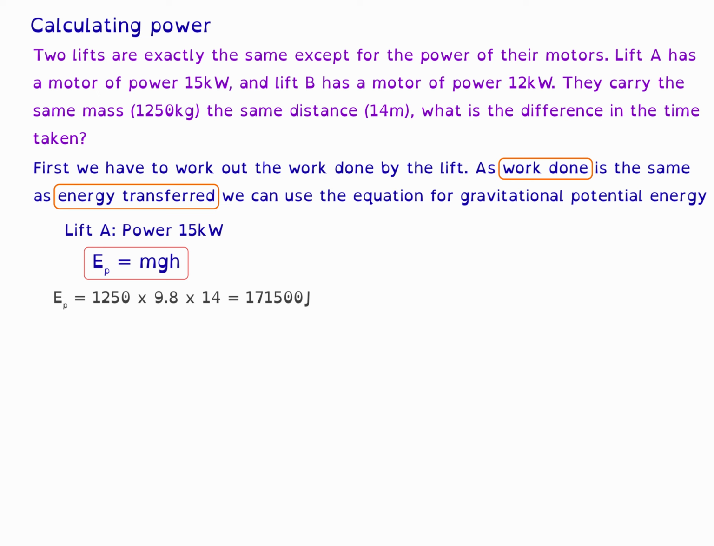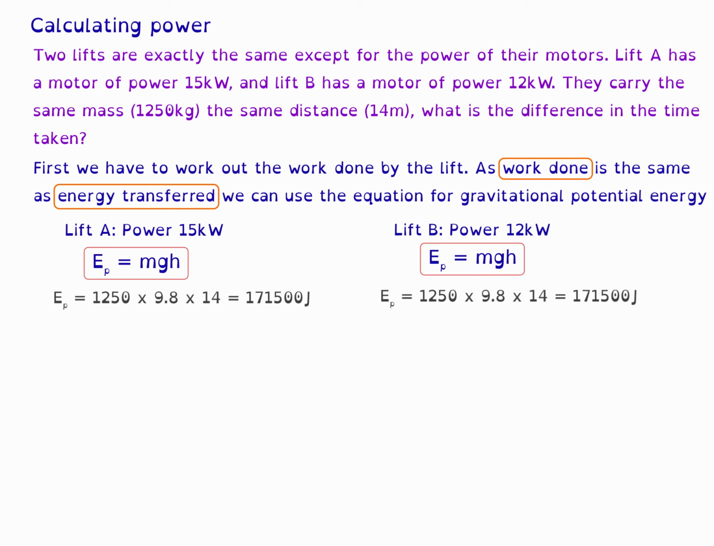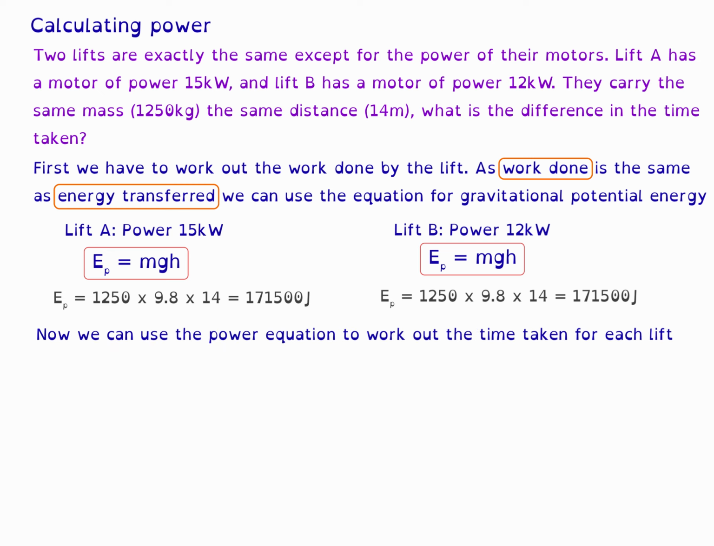If we do the same with lift B, we find that we get the same answer because the inputs were the same. We had the same mass, the same gravitational field strength, and the same height. We can now use the power equation to work out the time taken for each lift.